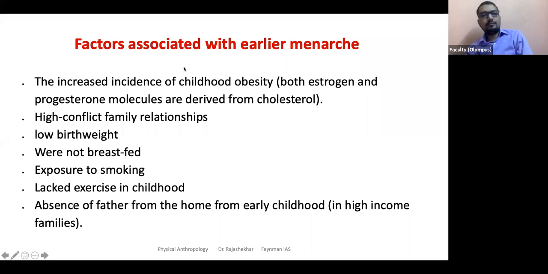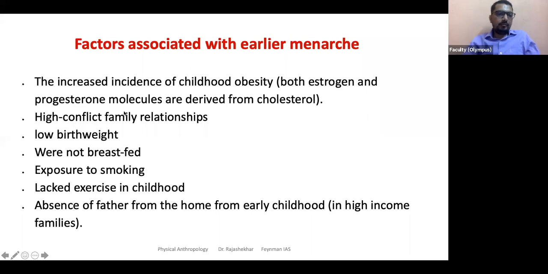Both estrogen and progesterone molecules are derived from cholesterol. The hormones we are talking about, especially estrogen, which is important in the menarche process, this production actually happens because of the cholesterol level of the body. Obesity can correlate to this factor.